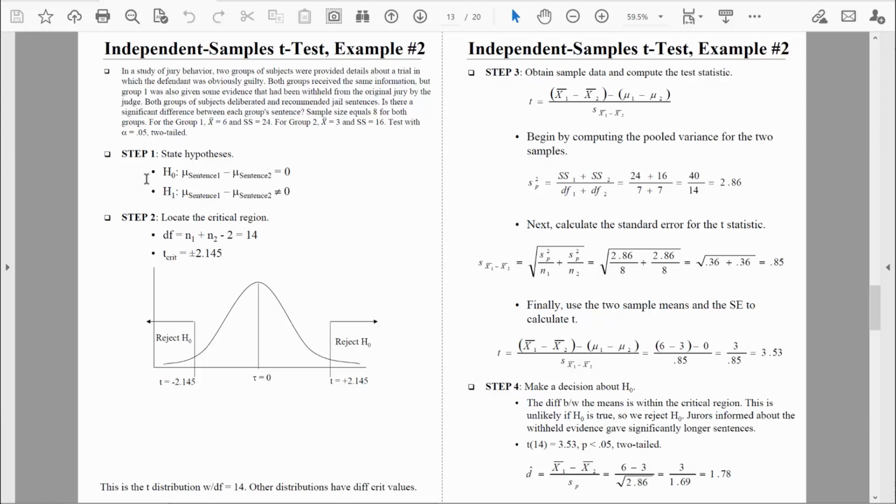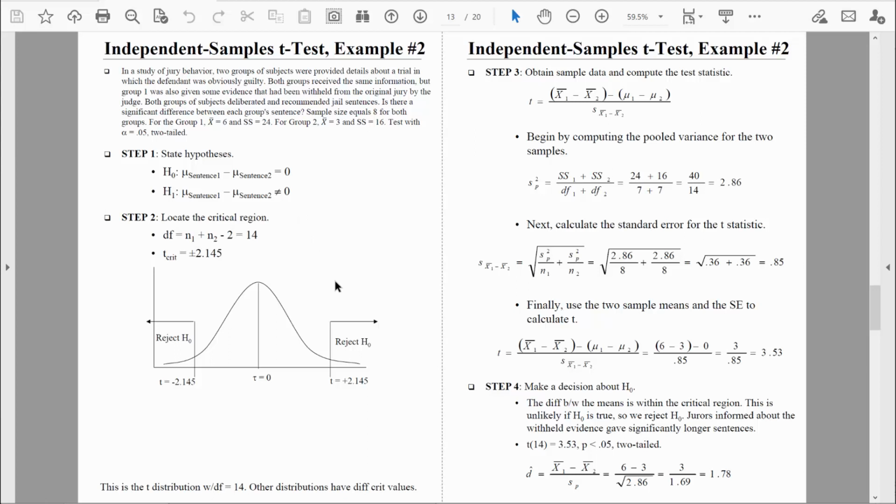In step 1, we state our 2 hypotheses. We have 2 competing hypotheses, a null and an alternative. The null hypothesis always states no effect. In this case, no differences between the 2 groups. So we would say the population mean sentence for that first group, when you then subtract the population mean sentence from the second group, would equal 0. In other words, there are no differences. The alternative is that there are some differences.